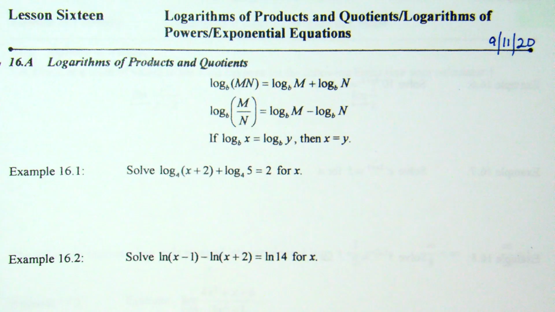Okay. Lesson 16 is a big old log review, which logs lead us to exponential equations. So logarithms of products and quotients, logarithms of powers, and exponential equations. First thing up here is some basic reminder rules. So the log of a product: log of mn is equal to the sum of the logs. So you can take multiplication within a log and break it up into those two logs being added.